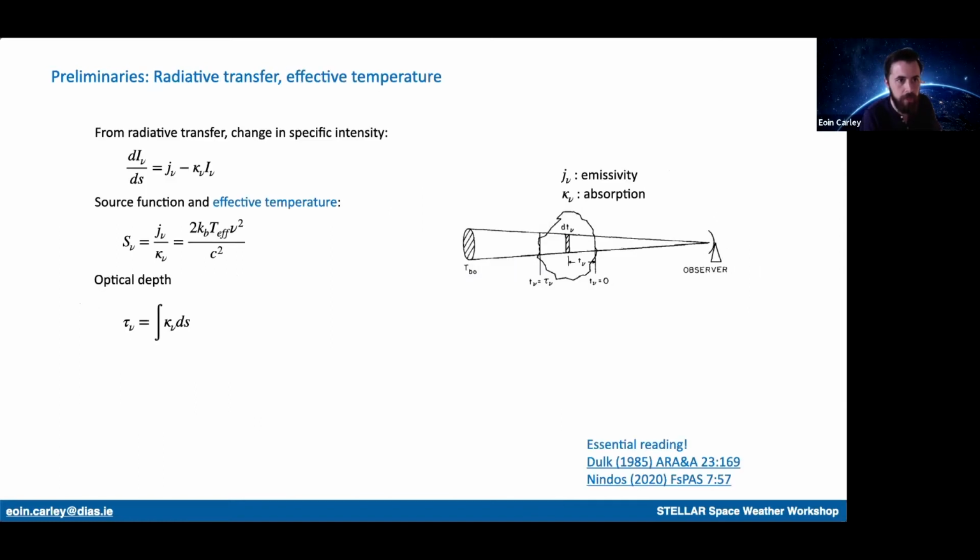Okay, so the last bit of preliminaries and fundamentals I want to go into here is a little bit about radiative transfer, and also the concept of effective temperature, which is a little bit different from brightness temperature. So what is radiative transfer? Radiative transfer is a vast subject. It gets pretty complicated, and it doesn't only apply in the radio domain, of course.